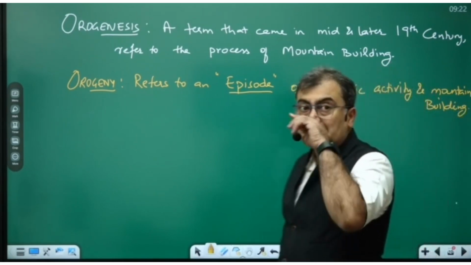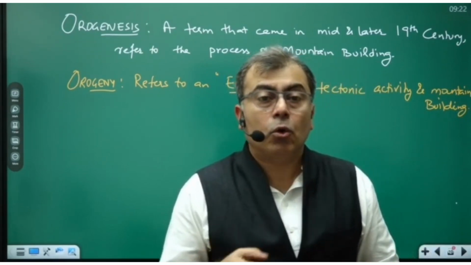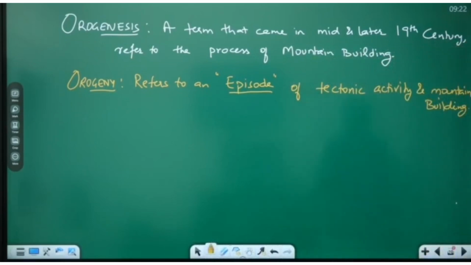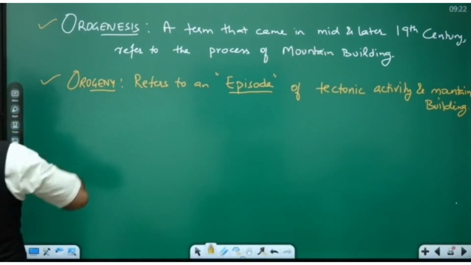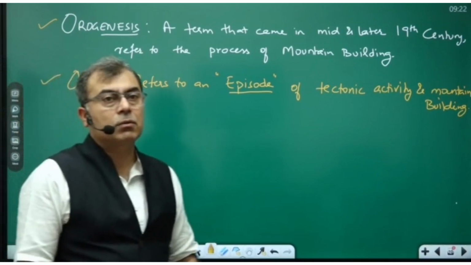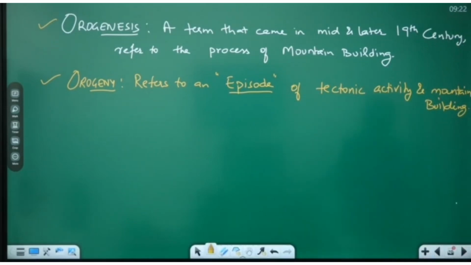So what is the difference? Orogeny is an event. Orogenesis is a big process. Is everyone okay? Everyone clear with that? So this is the first thing we did. These two things, what is orogenesis, what is orogeny, where did the idea originate, who were the people who have talked about this, that part also I have put over here. Is everyone with me on this?